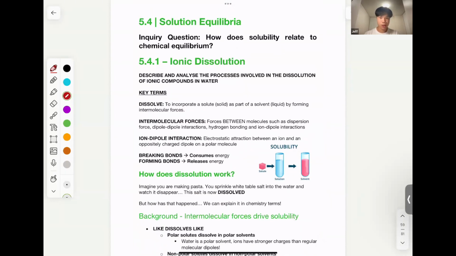At the very end of all this, we have solution equilibria. I'll give you a quick 2-minute break this time, and we'll come back to finish this off and make it a little bit over time.